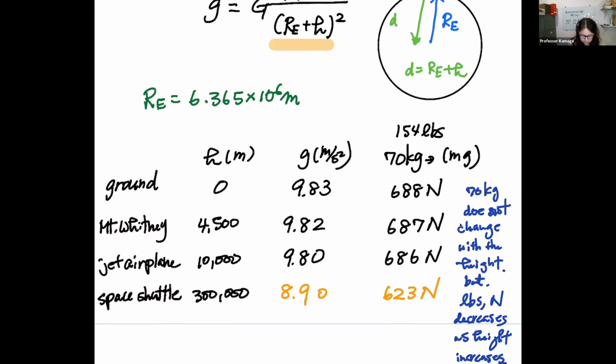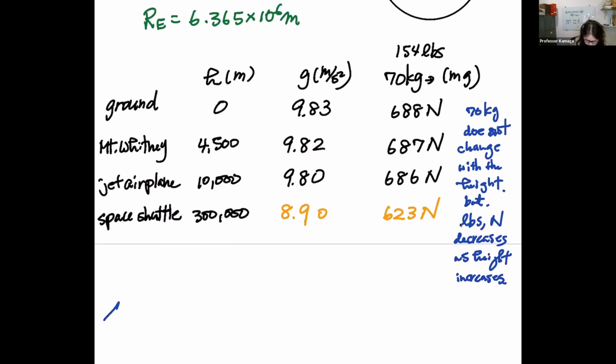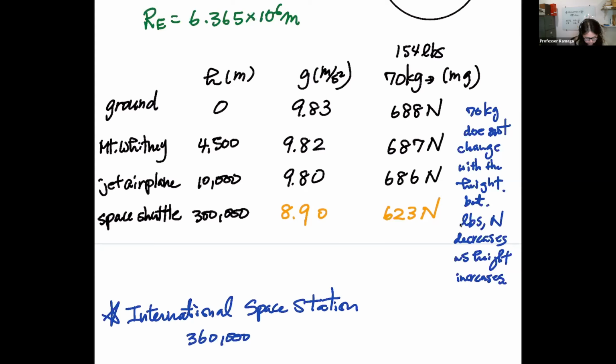The International Space Station, same thing. H is 400 kilometers, not 36,000 kilometers. The calculation is not the same, but at the International Space Station you still have 667 Newtons.